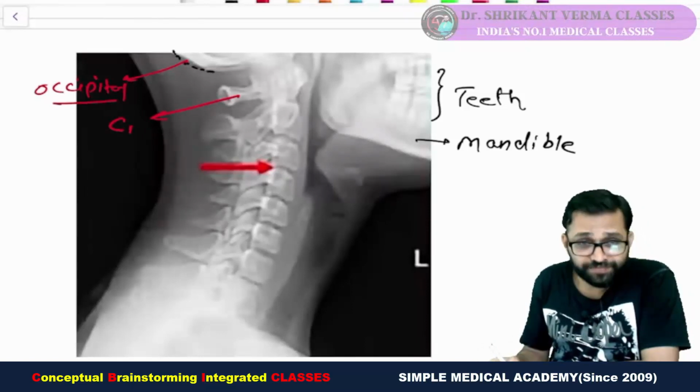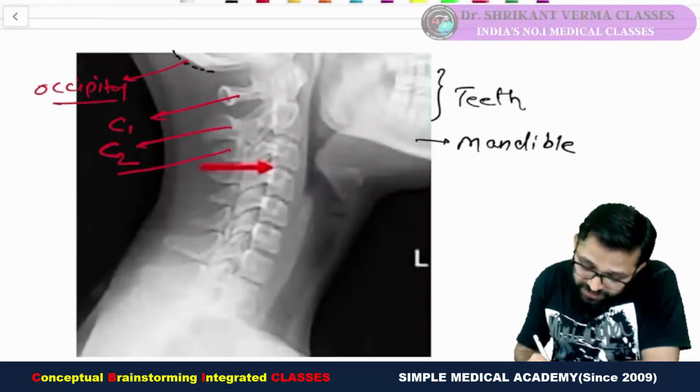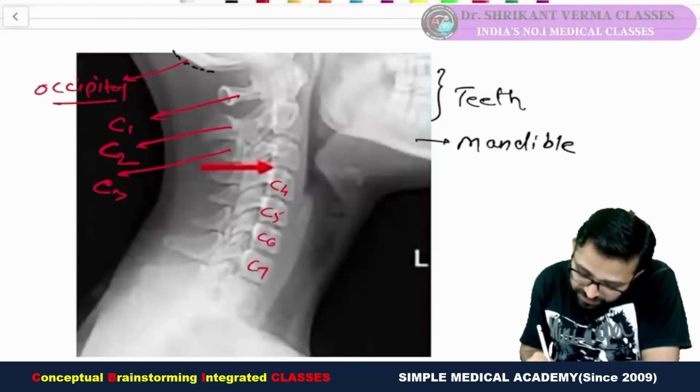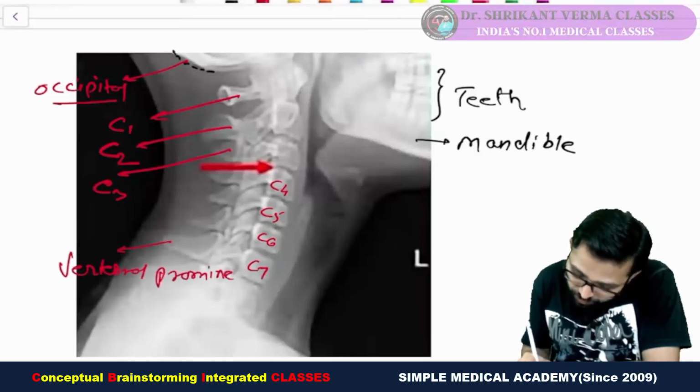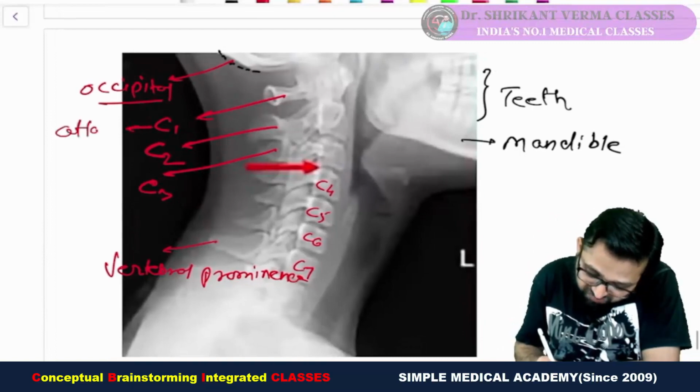C1 cervical vertebra, that is the atlas, and then C2, then this is C3. So this will be your C4, C5, C6, C7. This is having the transverse process which is known as the vertebral prominence. Other question, that C1 is our atlas, C2 is our axis.